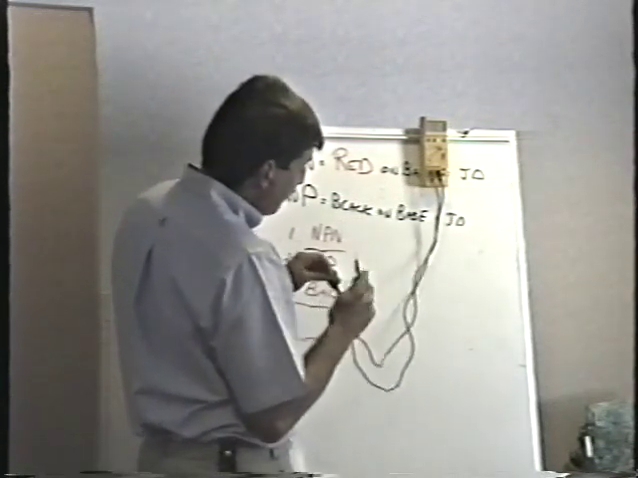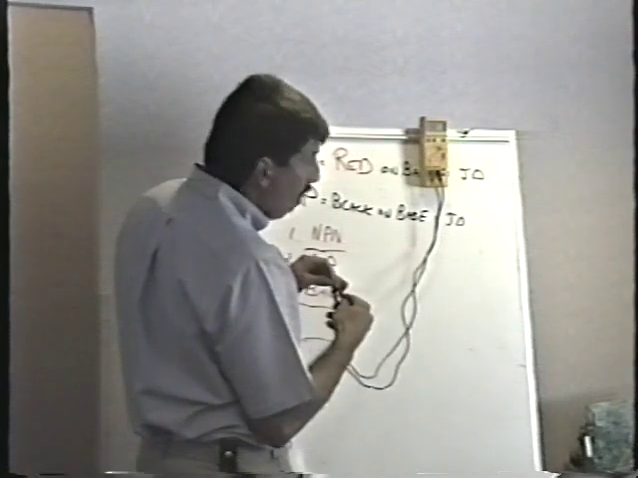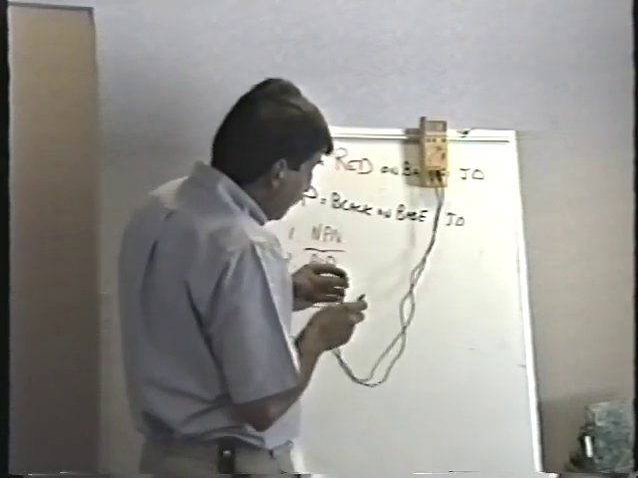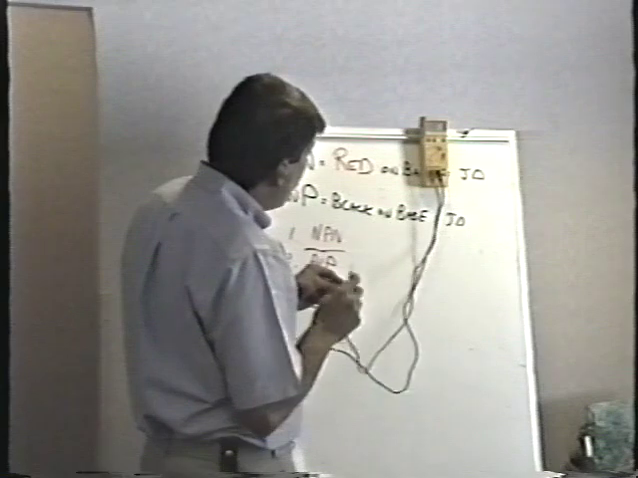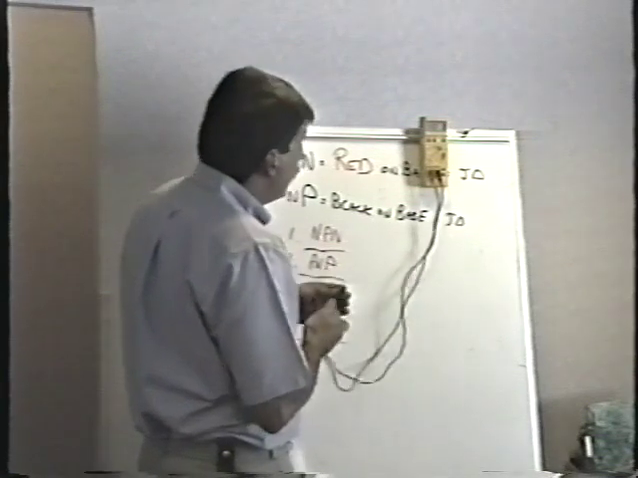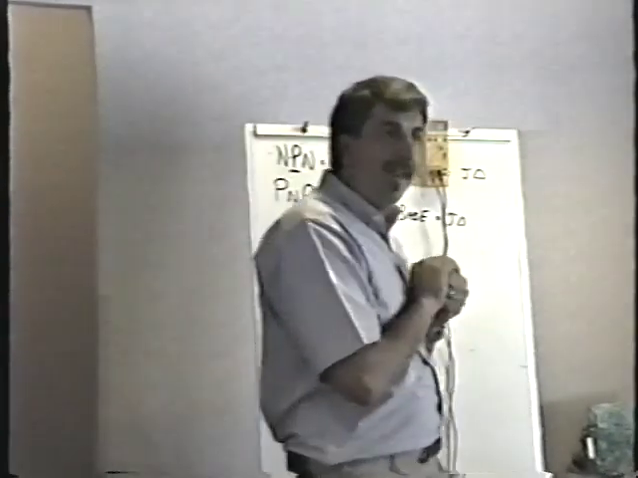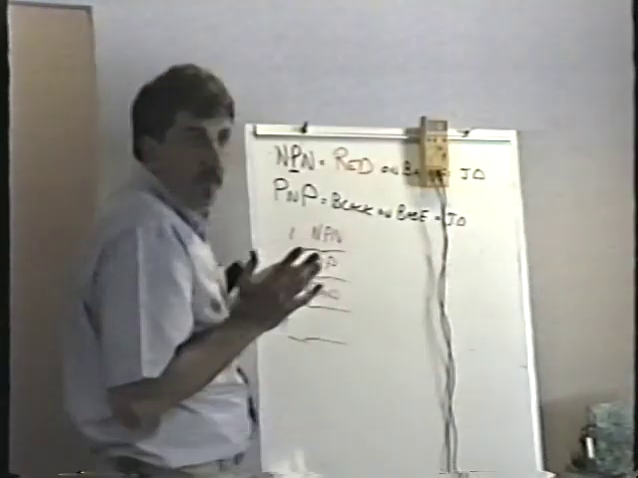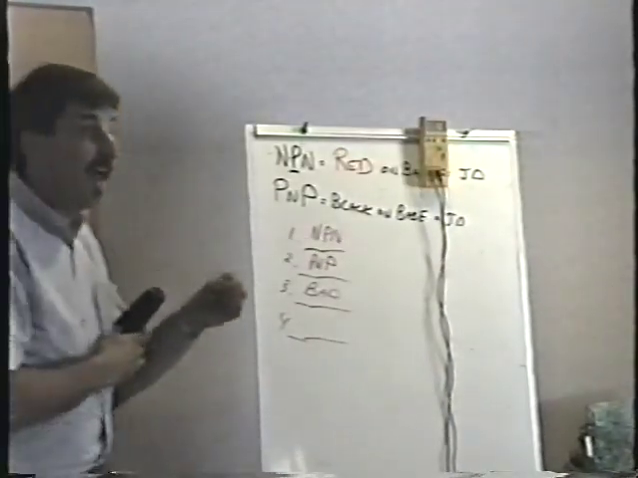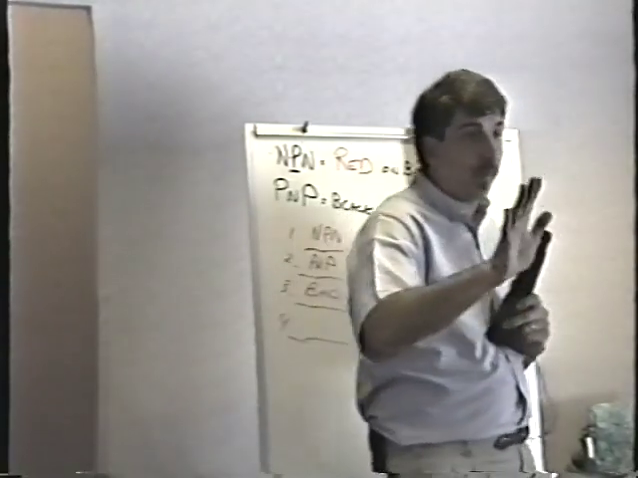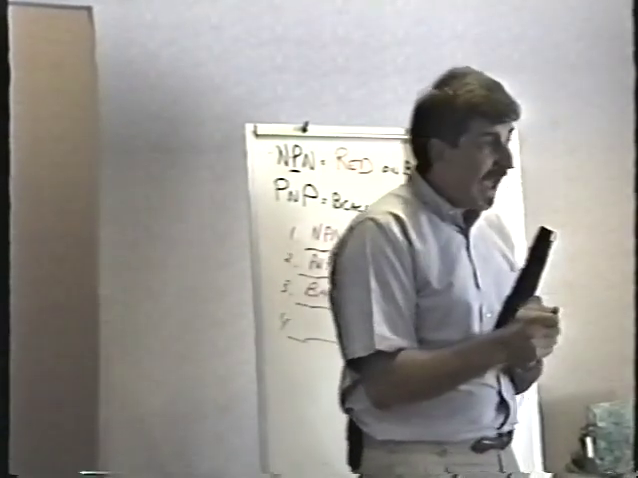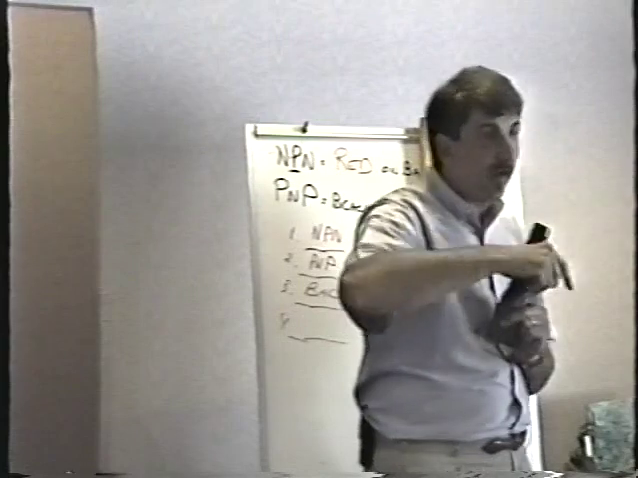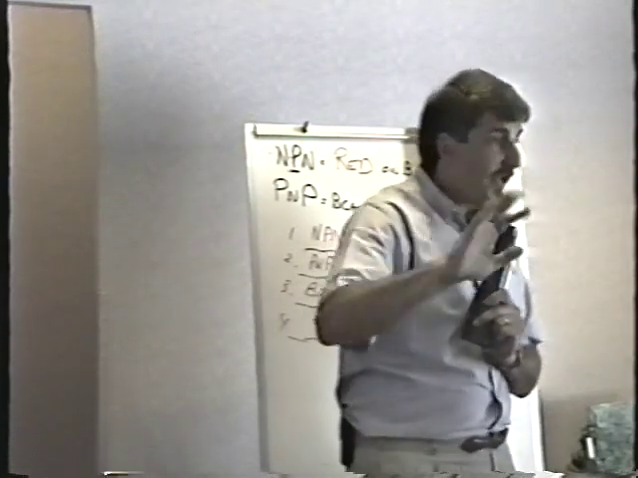I reverse the leads. Open, open. Looks like a good NPN to me. Final check, collector to emitter. Open, open. That is a good NPN transistor. That's all there is to it. If it fails any one test, you can stop right there. If the first test you do is bad, it's bad. There's a bad one right there. Write down bad right away.